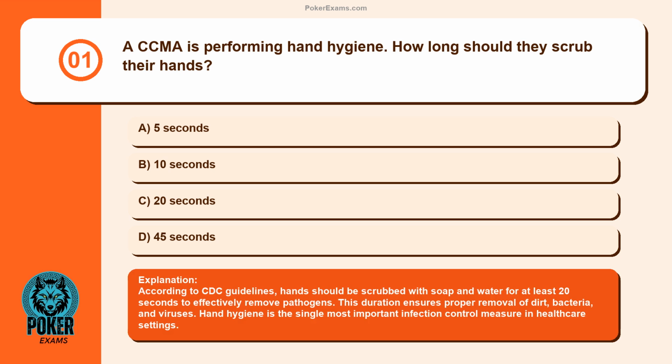According to CDC guidelines, hands should be scrubbed with soap and water for at least 20 seconds to effectively remove pathogens. This duration ensures proper removal of dirt, bacteria, and viruses. Hand hygiene is the single most important infection control measure in healthcare settings.